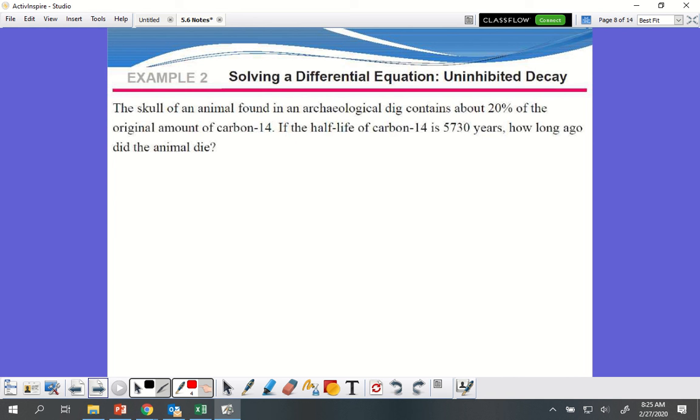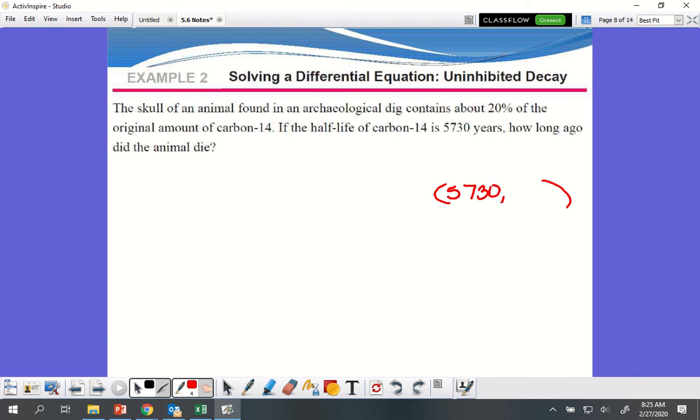Like 80%. And then half. 20% of the original amount. So 50% is one half-life, right? And then in another half-life, it's gonna be 25%, right? Then we just take half of that. 25 is just easier.